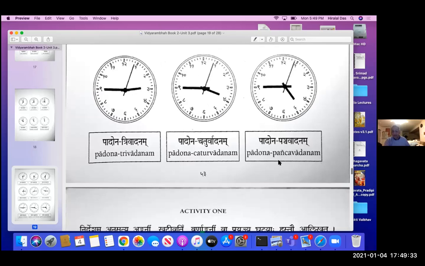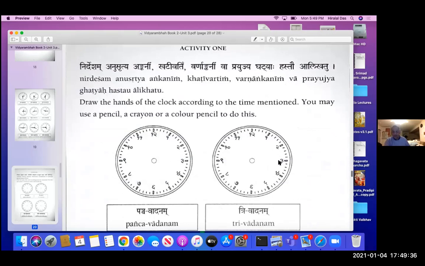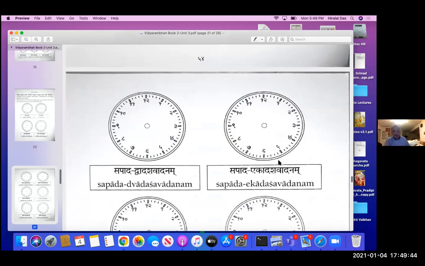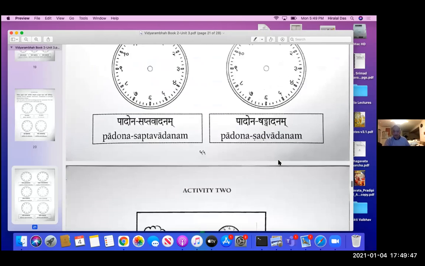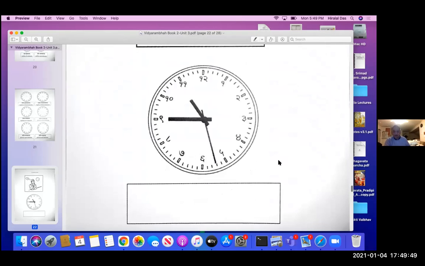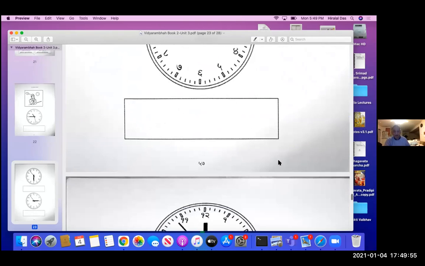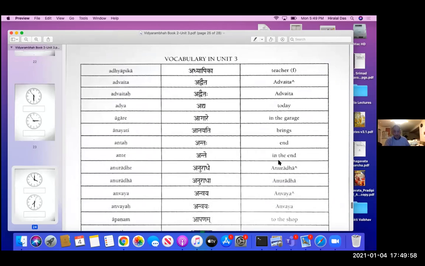Okay. Anybody have any question? And we did this activity. Panchvadanam, Trivadanam, Sadvadanam. Okay, this is a simple clock. So we'll practice that tomorrow. So that way you will remember everything nicely. But today we are going to this vocabulary list. So everybody go through this list here. And if you haven't understood fully today, don't worry. We'll practice this clock again tomorrow, okay?